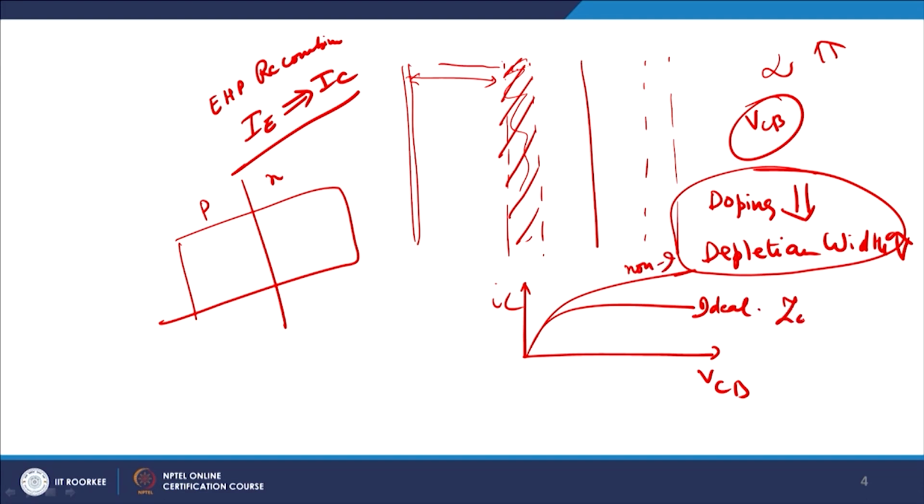Therefore, this will have Z out equal to infinity, but this will have a finite Z out. Z out is the output impedance. So, an ideal current source will have an infinite output impedance, whereas a non-ideal current source will have a relatively lower output impedance.